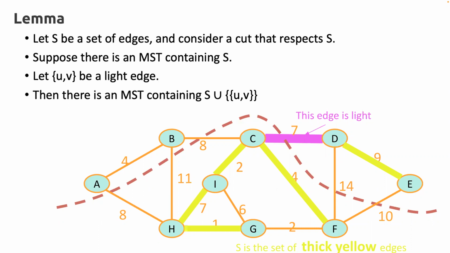Then there is also a cut that respects those edges, which means they're all on one side. There is no yellow edge that is crossing the cut. This is not the only cut that does that. There are other cuts that do it, but there's some cut. Now for that cut, there is going to be a minimum edge that crosses the cut. What this is saying is, I can add this edge to my set S, and this will also be part of a minimal spanning tree. So assume these are already part of a minimal spanning tree. Then I can add the light edge, and it will also be part of a minimal spanning tree.